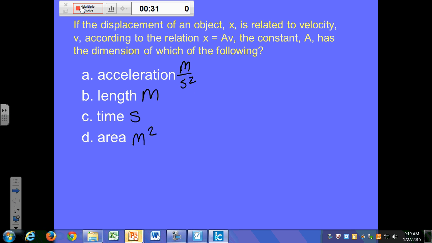So what I'm asking is, if I have x equals a times v, if x is in meters, a has some units that I don't know, and v is in meters per second, then what must the units of a be in order to make this expression true? Must the units of a be acceleration, meters per second squared, length in meters, time in seconds, or area, which is meters squared? What are the units of a?